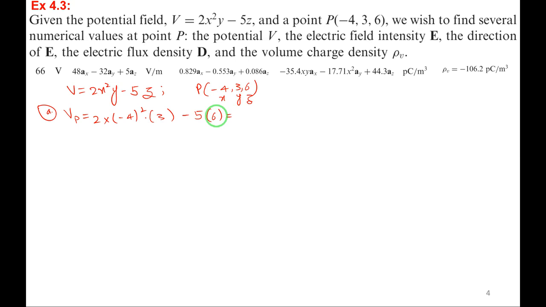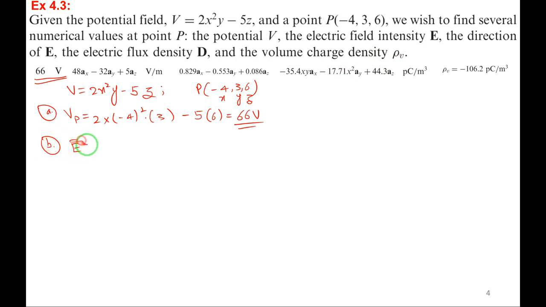2 into 4 square, 16, into 3, y is 3, right? So I'm getting 96. 96 minus 5 into 6, 5 into 6 is 30. So I'm getting 66 volts. So the potential at point P is 66 volt. First one is over, right? We have calculated this. Then we'll see the electric field intensity E at point P.